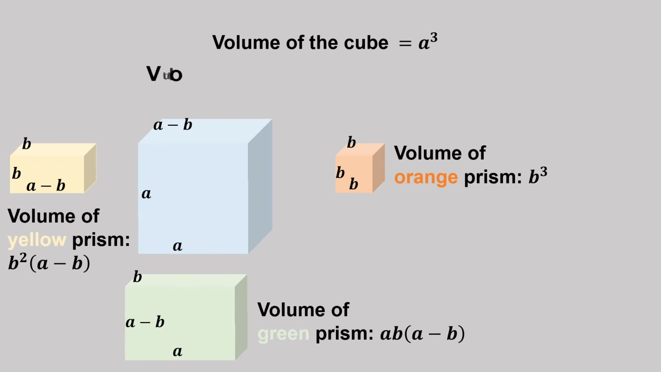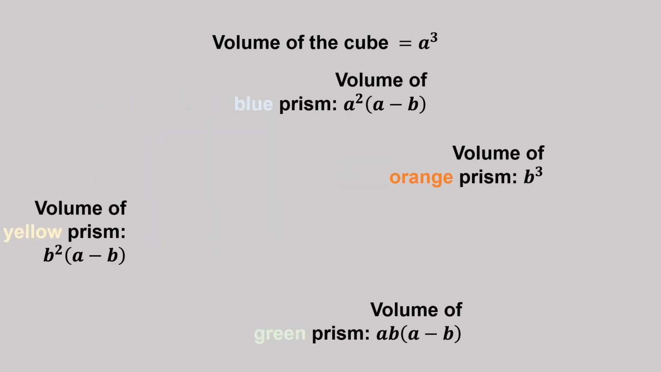And the blue prism has sides A, A, and A minus B units. Hence, its volume is A squared times the quantity A minus B. Remember, these prisms came from a blue cube with volume A cube. If we add up all the volumes of the 4 prisms, it should sum up to A cube.